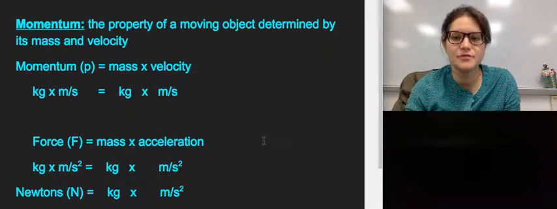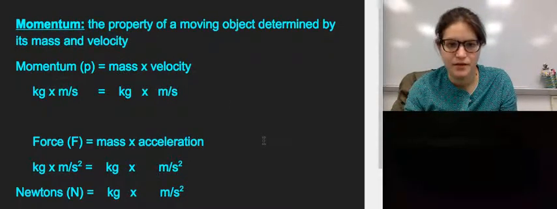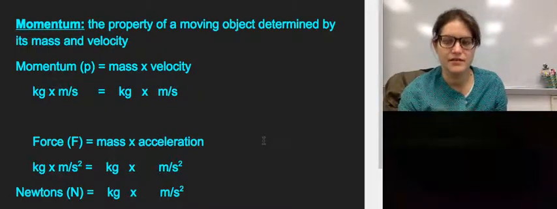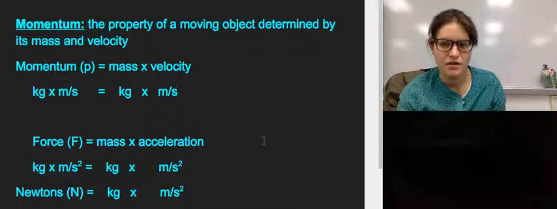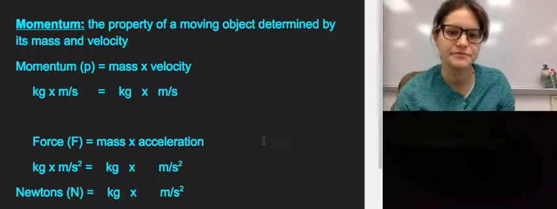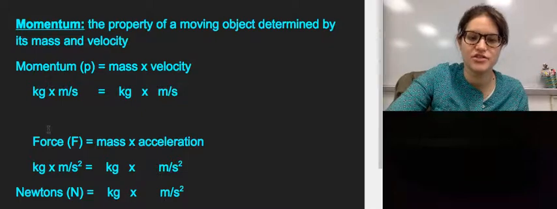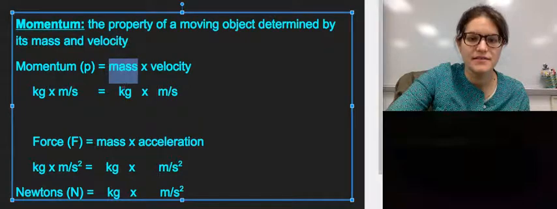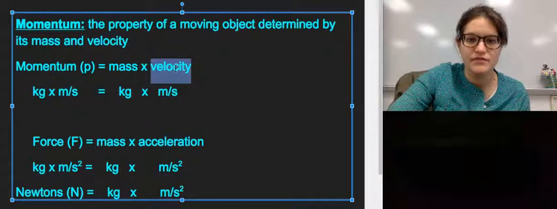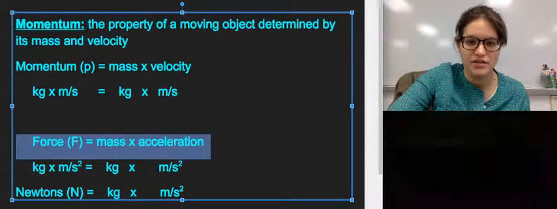All right, the last term that we're going to talk about is momentum. Now, momentum is a property that frequently gets confused with force. Momentum is how much mass and velocity an object has itself. And its equation is actually very similar to the force equation. Momentum is mass in kilograms times velocity in meters per second. So the only difference is that we're using velocity instead of acceleration.